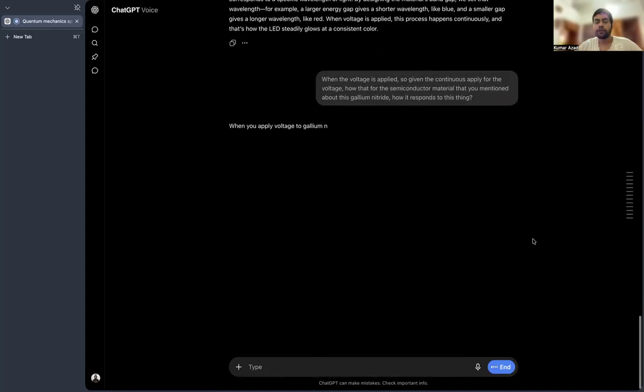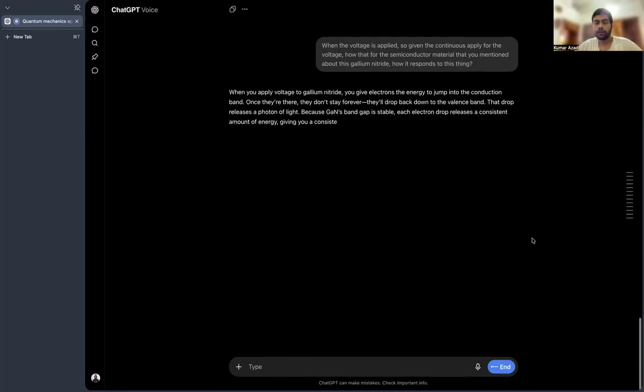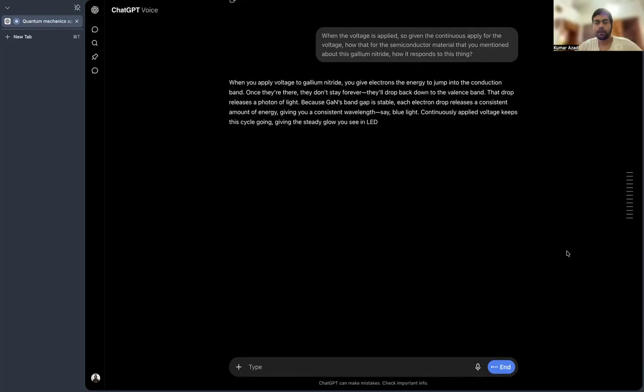When you apply voltage to gallium nitride, you give electrons the energy to jump into the conduction band. Once they're there, they don't stay forever. They'll drop back down to the valence band. That drop releases a photon of light. Because GaN's band gap is stable, each electron drop releases a consistent amount of energy, giving you a consistent wavelength, say blue light. Continuously applied voltage keeps this cycle going, giving the steady glow you see in LEDs.